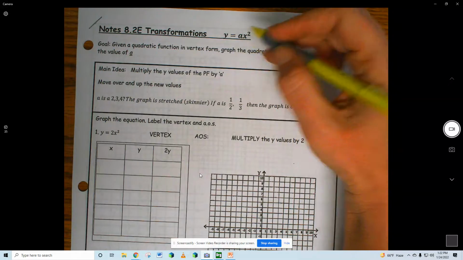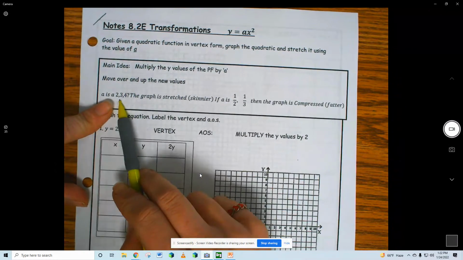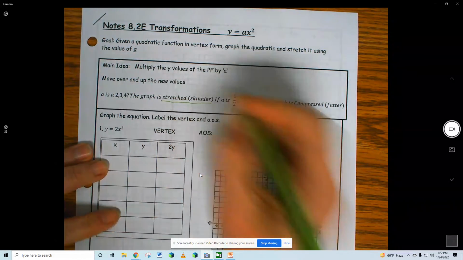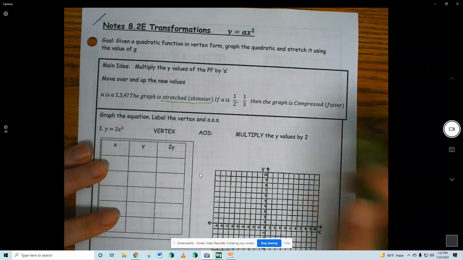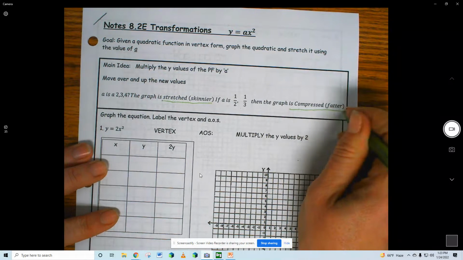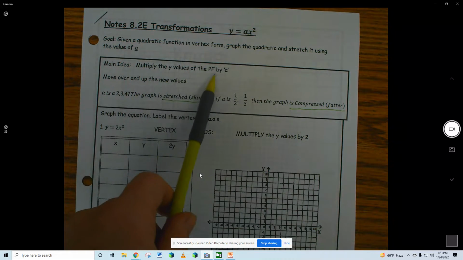So we know that if A is a 2, a 3, or a 4, the graph is stretched. That means it's skinnier. If A is a 1/2 or 1/3 or something like that, it's going to be compressed and that's fatter. We talked about this earlier, what the A does. We have to multiply our Y values by that number. Multiply the Y values of the parent function by A.